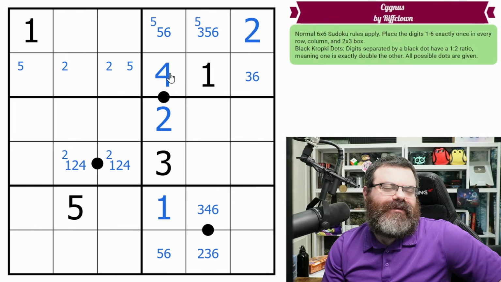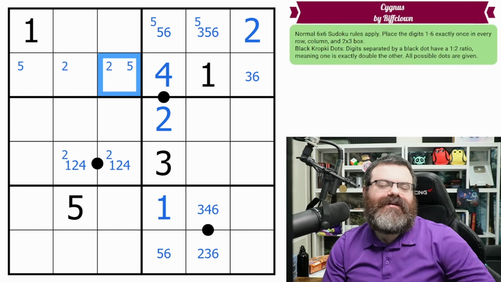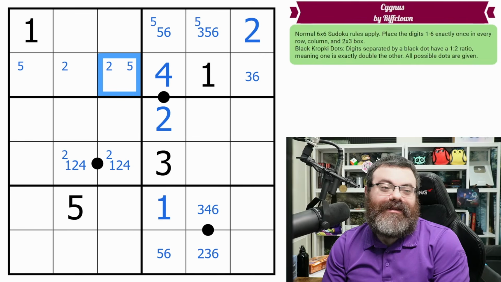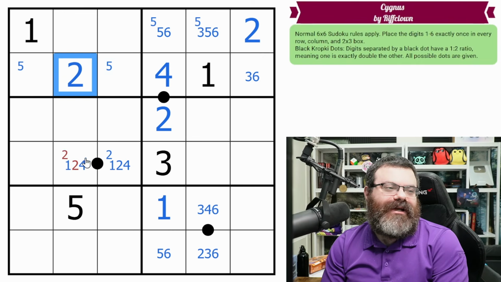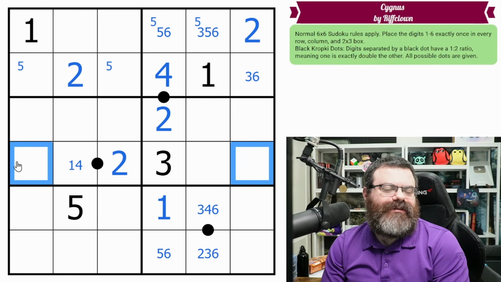What else? What have I not looked at? This can't be a 2. I have a 2 corner mark there, but I just placed that 4. So that's not a 2. That places the 2 in this box, which places the 2 here, leaving the 1, 4 over here. Okay. 6 is here or here.